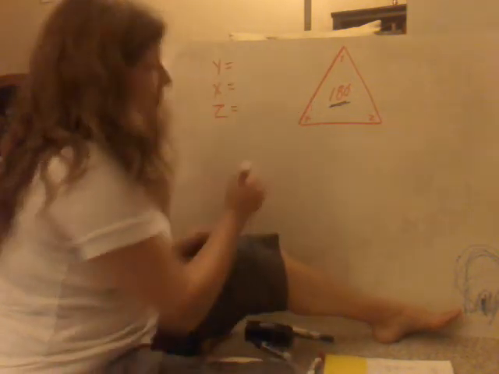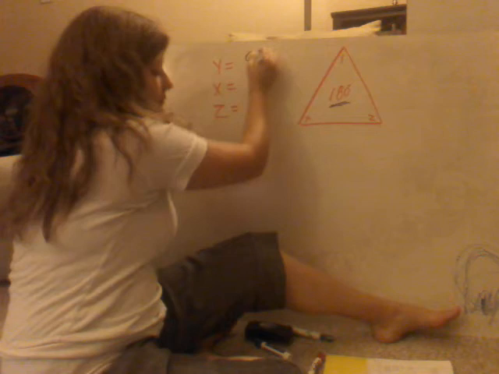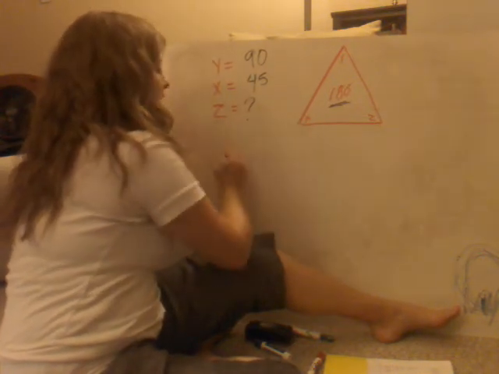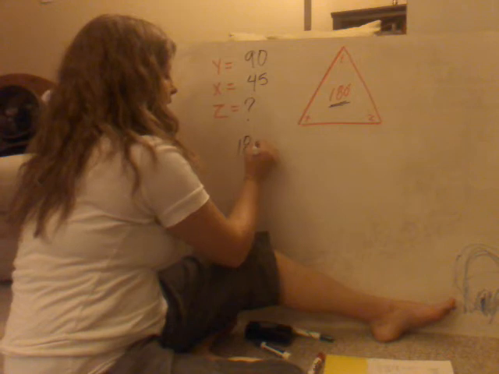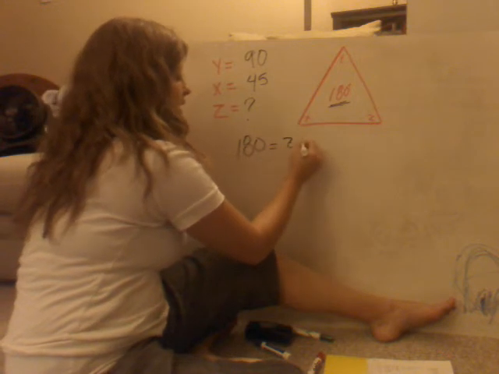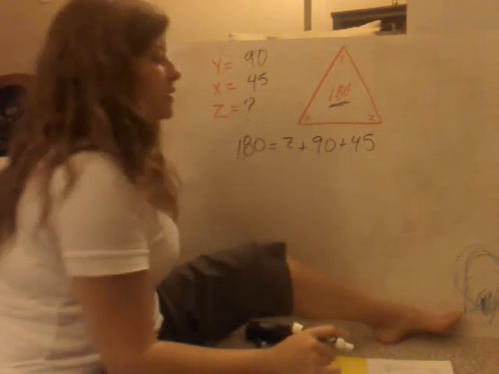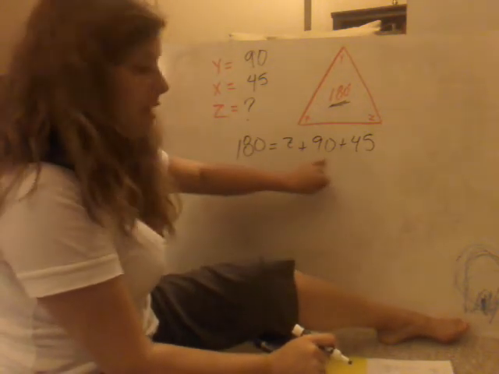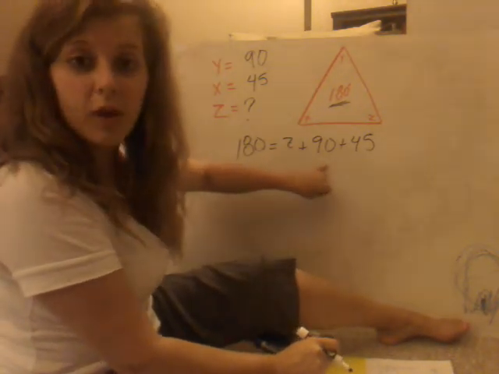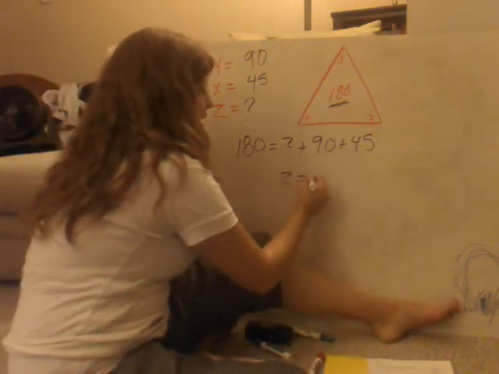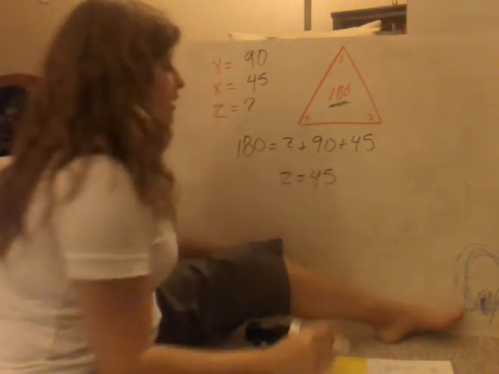Alright, number 9. Y is 90. X is 45. I want you to find Z. I set up 180 is equal to Z plus 90 plus 45. Side note, notice the 90-degree angle here. That means this is going to be a right triangle. When we do our math, Z is equal to 45.